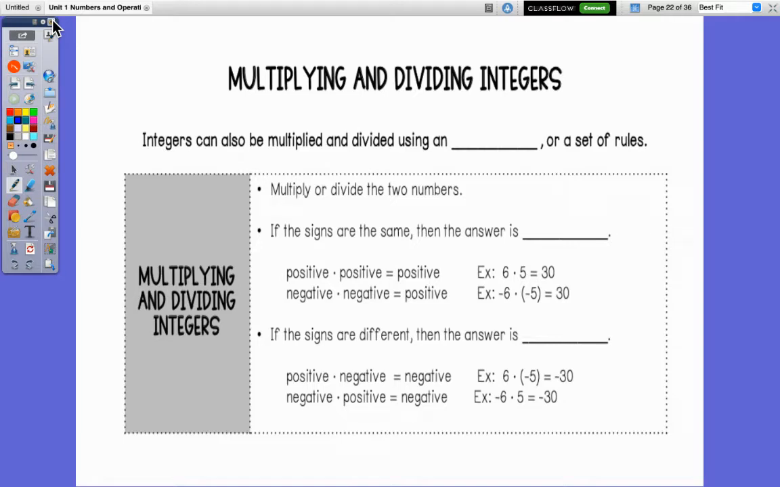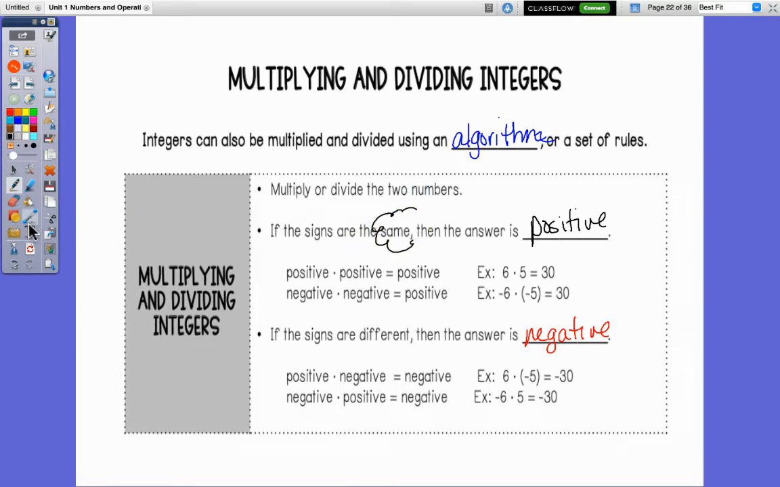So integers can also be multiplied or divided using an algorithm, or a set of rules. Those rules are: we're going to multiply or divide the two numbers. If the signs are the same, our answer is always going to be positive. If the signs are different, our answer will always be negative. And it's that simple.